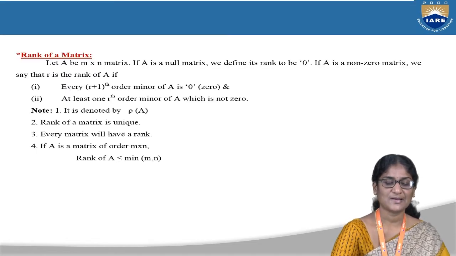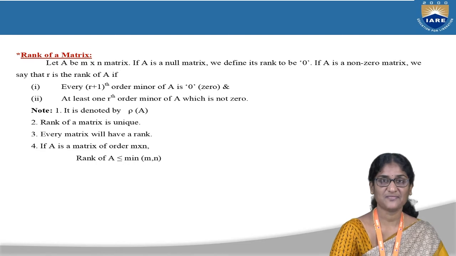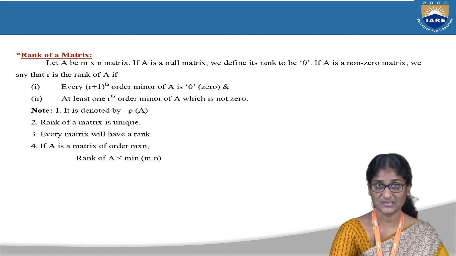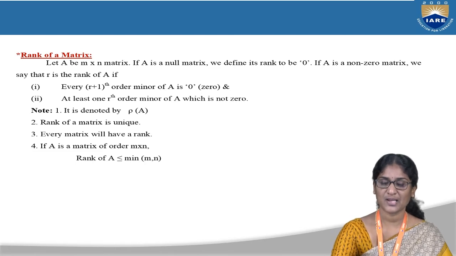Now, going to the rank. How to understand the rank of a given matrix? Let capital A be an M into N matrix. If capital A is a null matrix, we define its rank to be 0. That means if each and every element of the given matrix is 0, then the rank of such a matrix is 0.